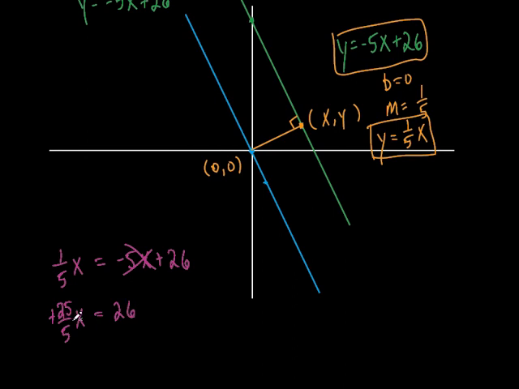And what's that equal to? 26. And then how do I get rid of this thing right here? Oh, I'm sorry, it's 26 over 5. I forgot to add, didn't I? Getting ahead of myself. Let's add them up. What's 1/5 x plus 25/5 x? 26/5 x equals what? 26.